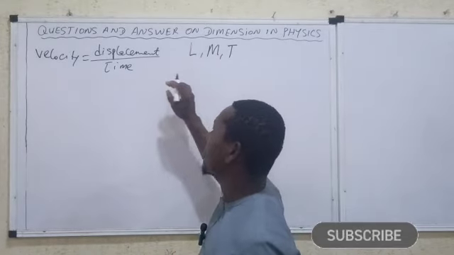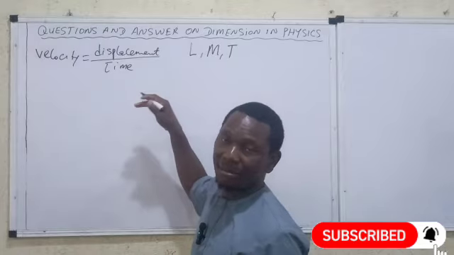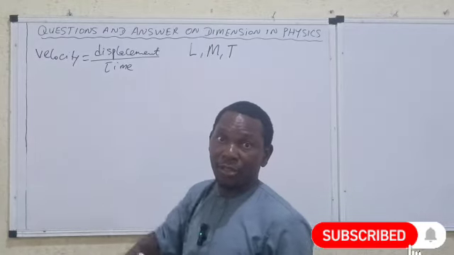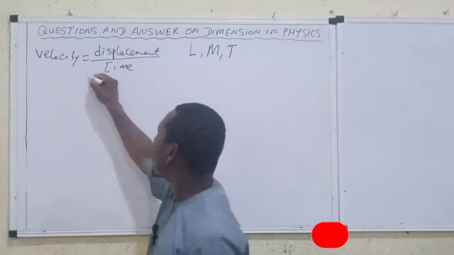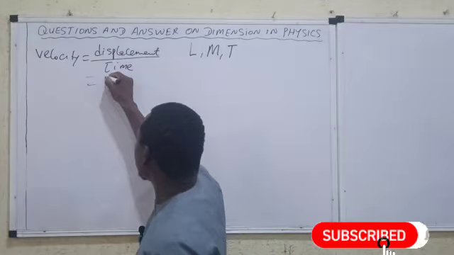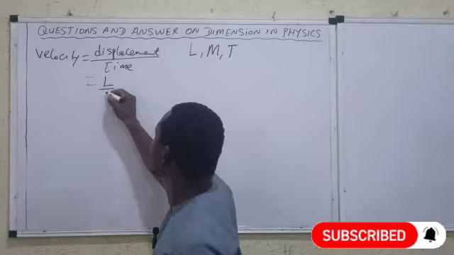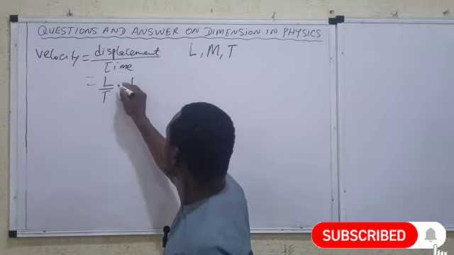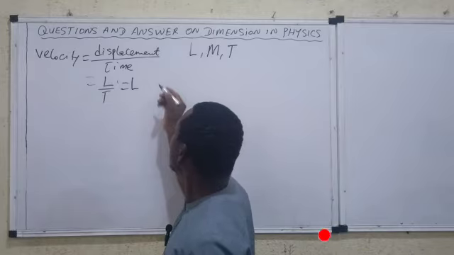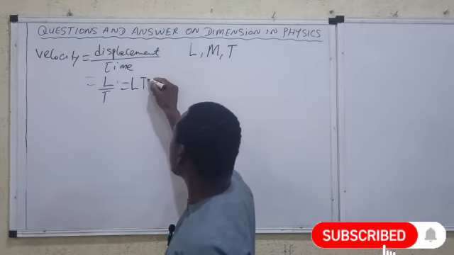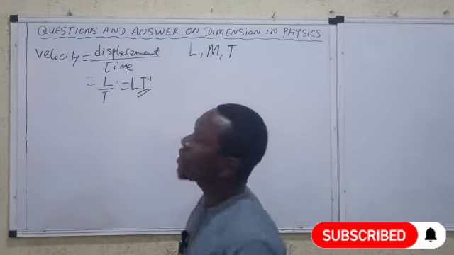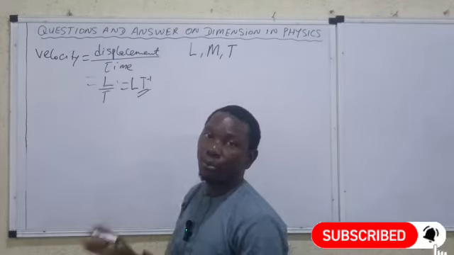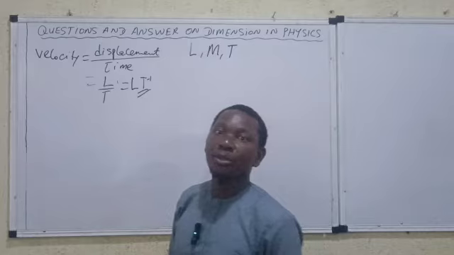So displacement is actually length, right? That's distance. Displacement is distance in a specified direction. Any distance is actually length to measure it. So the top is L, and time is T. We can represent it as L. Remember, this is like 1 all over T, so 1 over T is T raised to power negative 1. So this is the dimension for velocity. Now we'll go a little bit further to discuss a more challenging question.